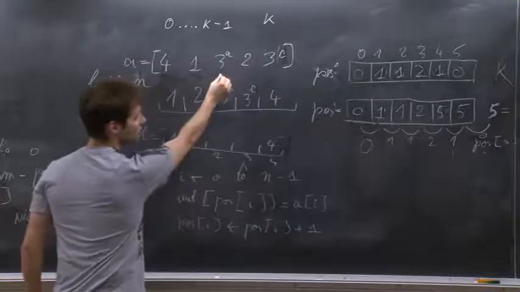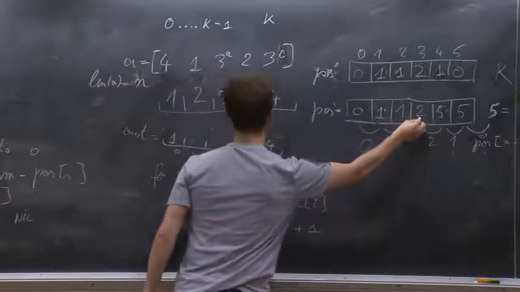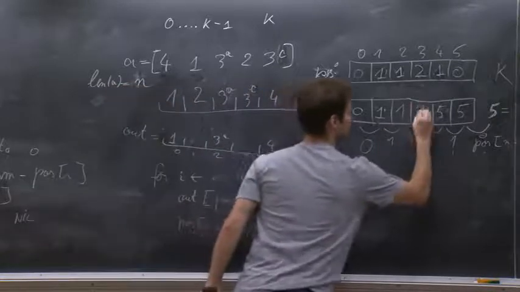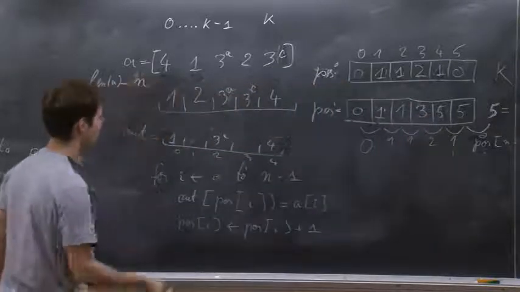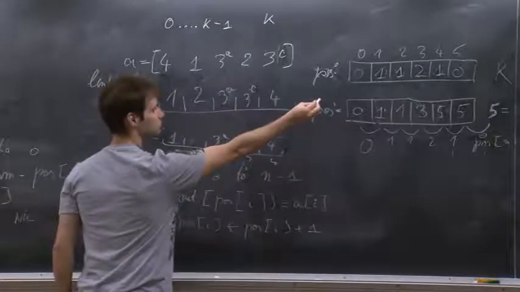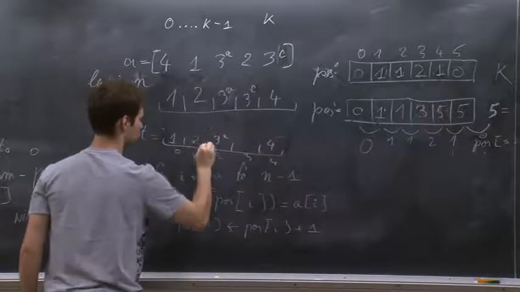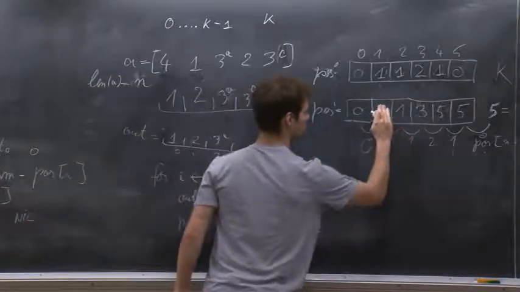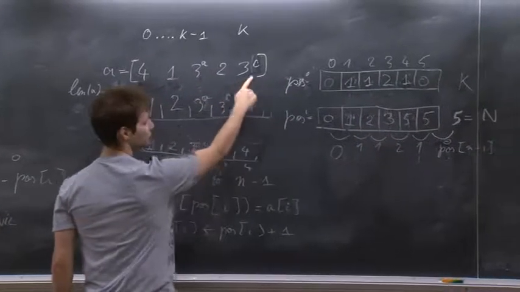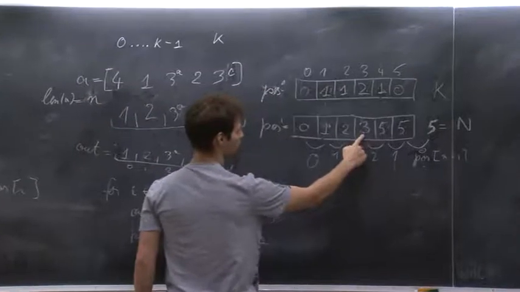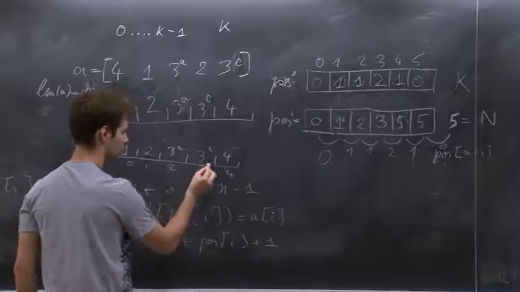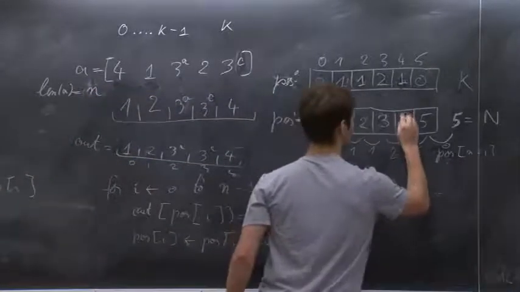Then I get to 3a. I look at pos of 3. It says 2. So I'm going to write 3a here and increment this. Then I get to 2. Pos of 2 is 1, so I write 2 here. Pos of 2 becomes 2. Then I have 3c, and pos of 3 is now 3. It's not 2 anymore. So yay, I'm not overriding 3a. That's good. And this becomes 4.